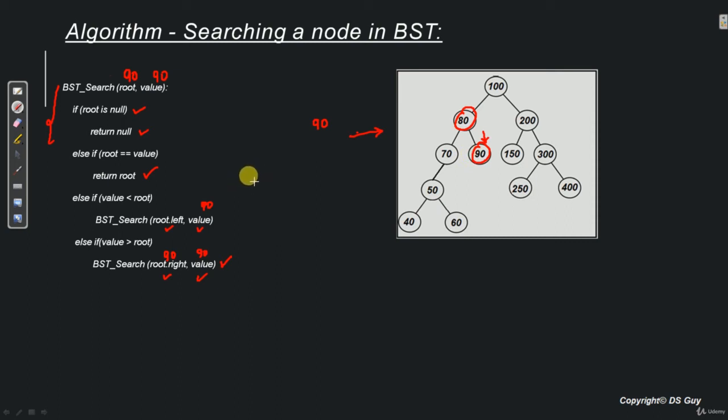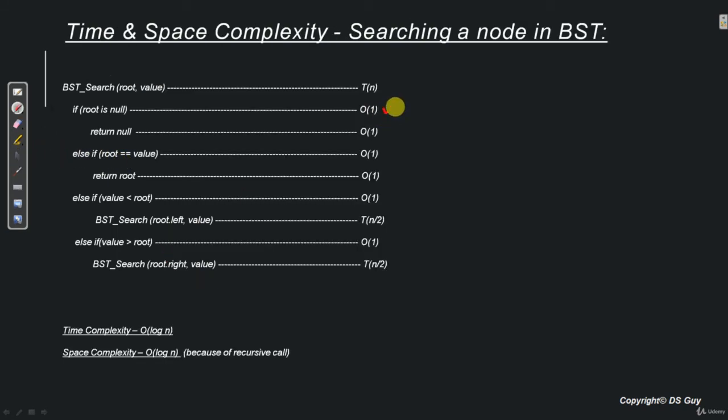Now let's see what the time and space complexity of this algorithm is. Comparing if root is equal to null and returning a null, both of them are constant time complexities. Comparing if root is equal to value and returning root are again constant time complexity. Comparing if value is less than root, and comparing if value is greater than root, both of them are constant time operations. Now here we have a recursive call and here also we have a recursive call.